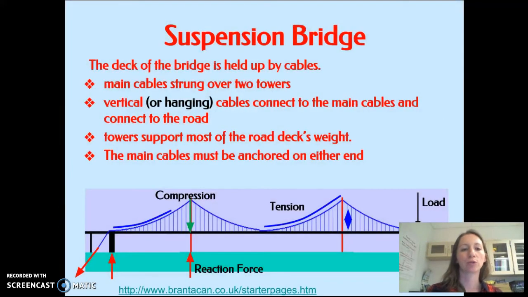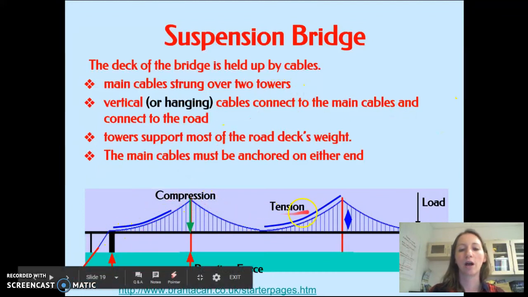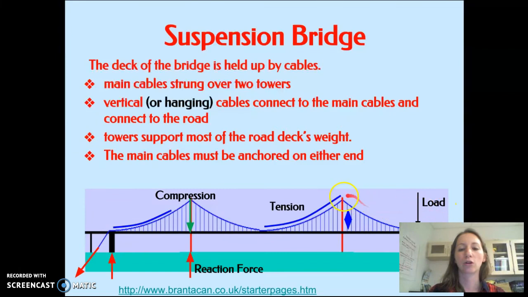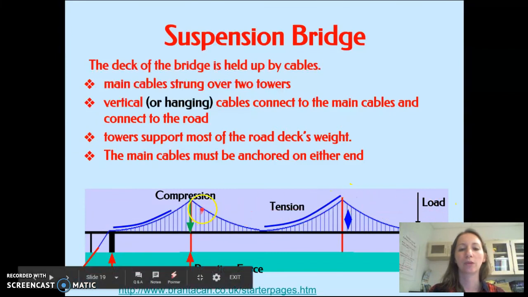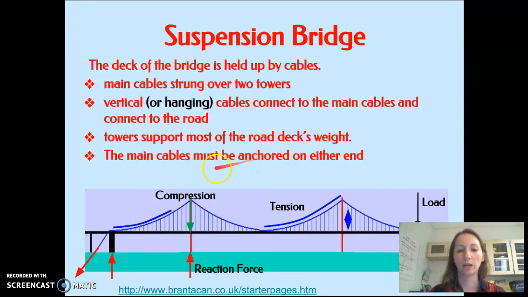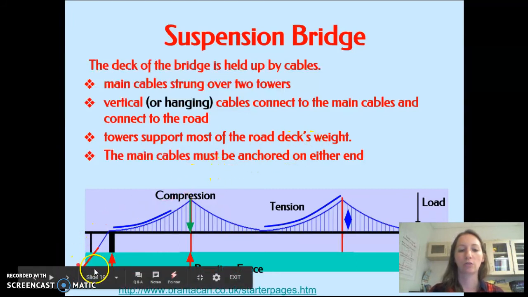Alright, suspension bridges. The deck of the bridge is held up by cables. The main cables, which are the ones that run along the top, they're strung over usually 2 towers, and then there's vertical or hanging cables that connect to the main cable. The towers support most of the road's deck weight. The main cables have to be anchored though, so there's always anchorages on the side to help keep those main cables taut and under tension.